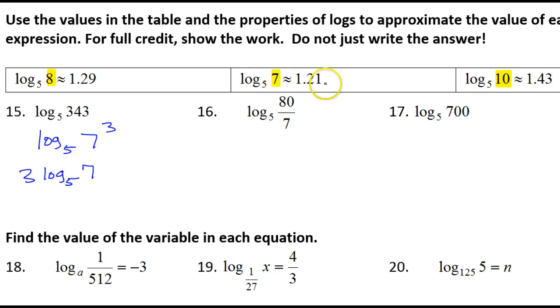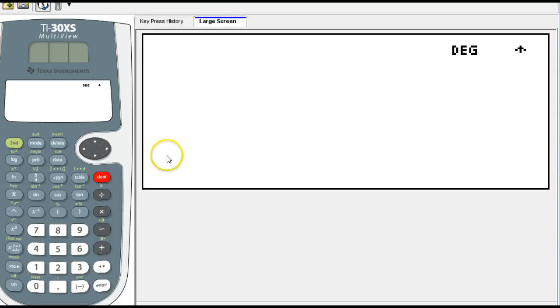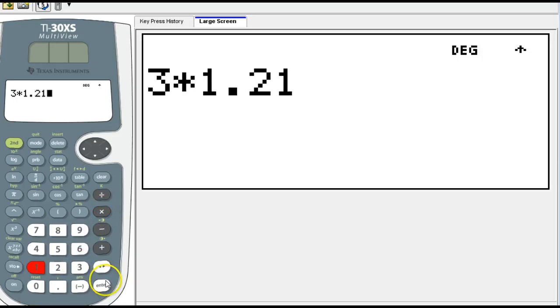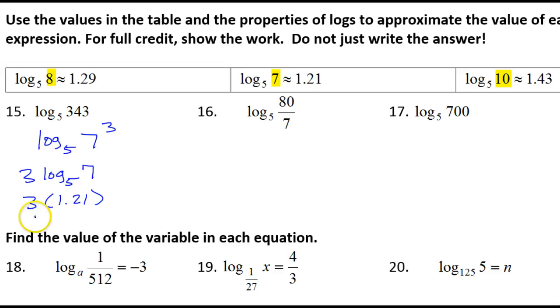Now, log base 5 of 7, we're given that fact. So this is going to be 3 times 1.21. Here's where I'm going to pretend that this is a four-function calculator and do 3 times 1.21. Well, I guess we didn't really need a calculator for that after all. It's 3.63. I can just multiply each one of these numbers by 3, and that's the same thing. Anyway, that would be the final answer to number 1.